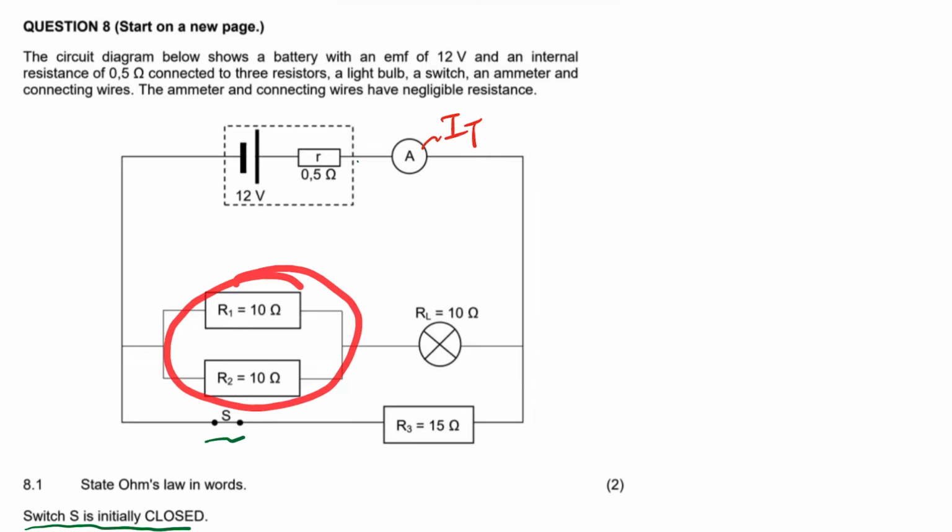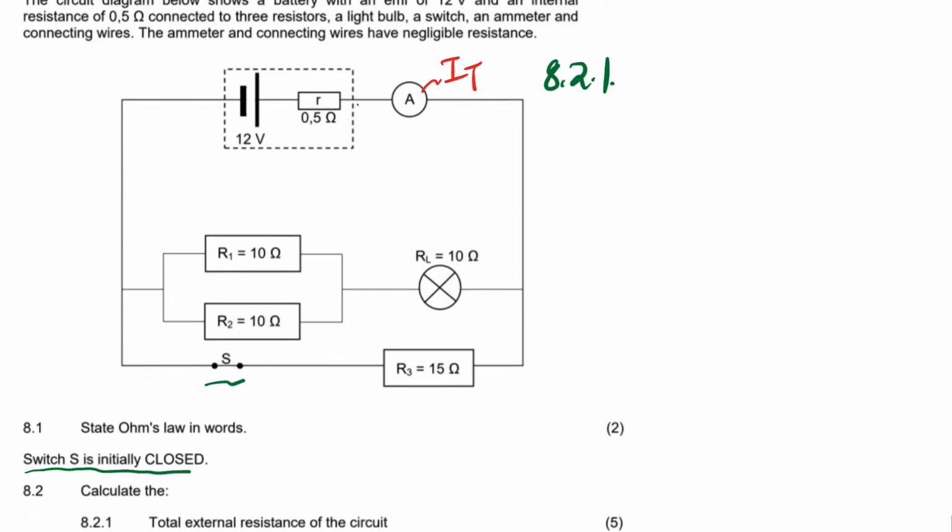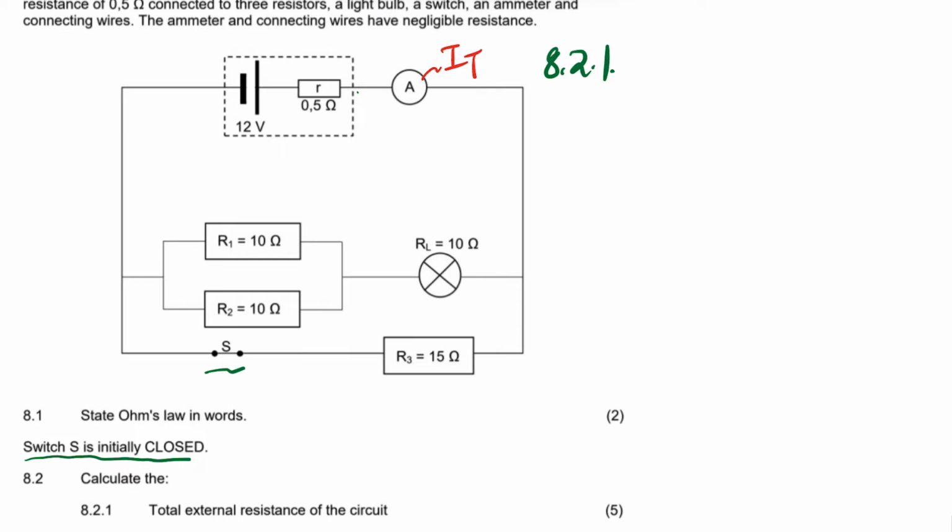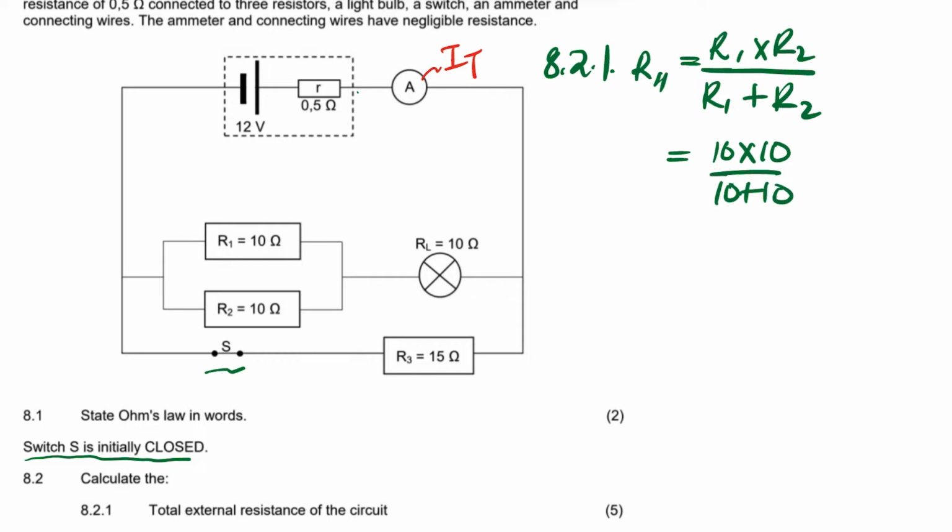So I'm going to first calculate this parallel section and add it to this one. This is 8.2.1. I'm calculating the external resistance. R parallel is R1 times R2 over R1 plus R2, which I'm applying to these ones. So it's going to be 10 times 10 divided by 10 plus 10, which is 5 ohms if you punch that in the calculator.